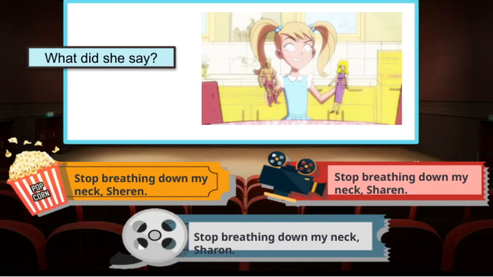So what did she actually say? Well, if you look at this slide, you'll notice 3 similar phrases but with slight variations. The first one is, "Stop breathing down my neck, Sharon." Then, slightly different, "Stop breathing down my neck, Sharon." And finally, "Stop breathing down my neck, Sharon." The key point here is how small changes, like a name, can significantly alter the tone or perception of a message. It highlights the importance of clarity and consistency in communication, especially when addressing sensitive issues or giving feedback.